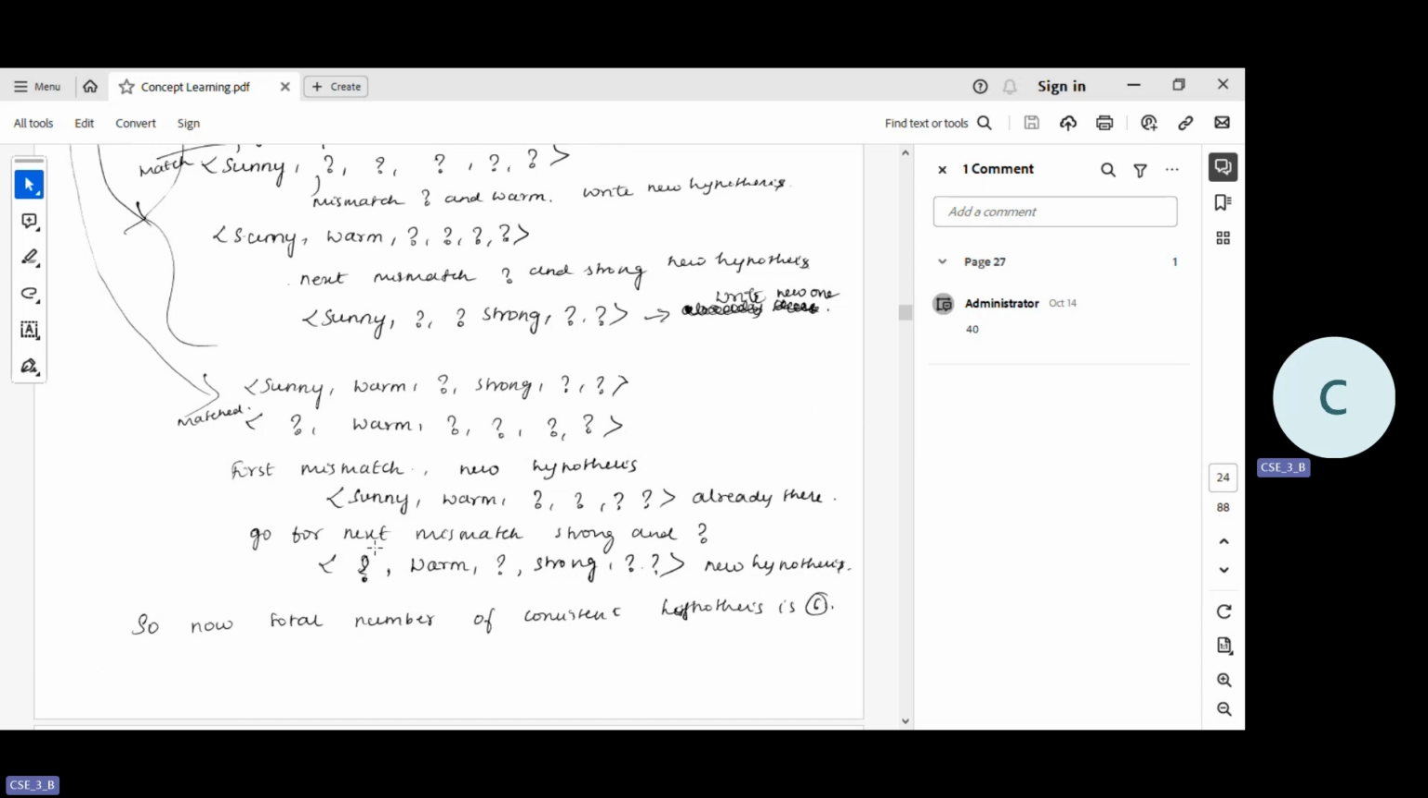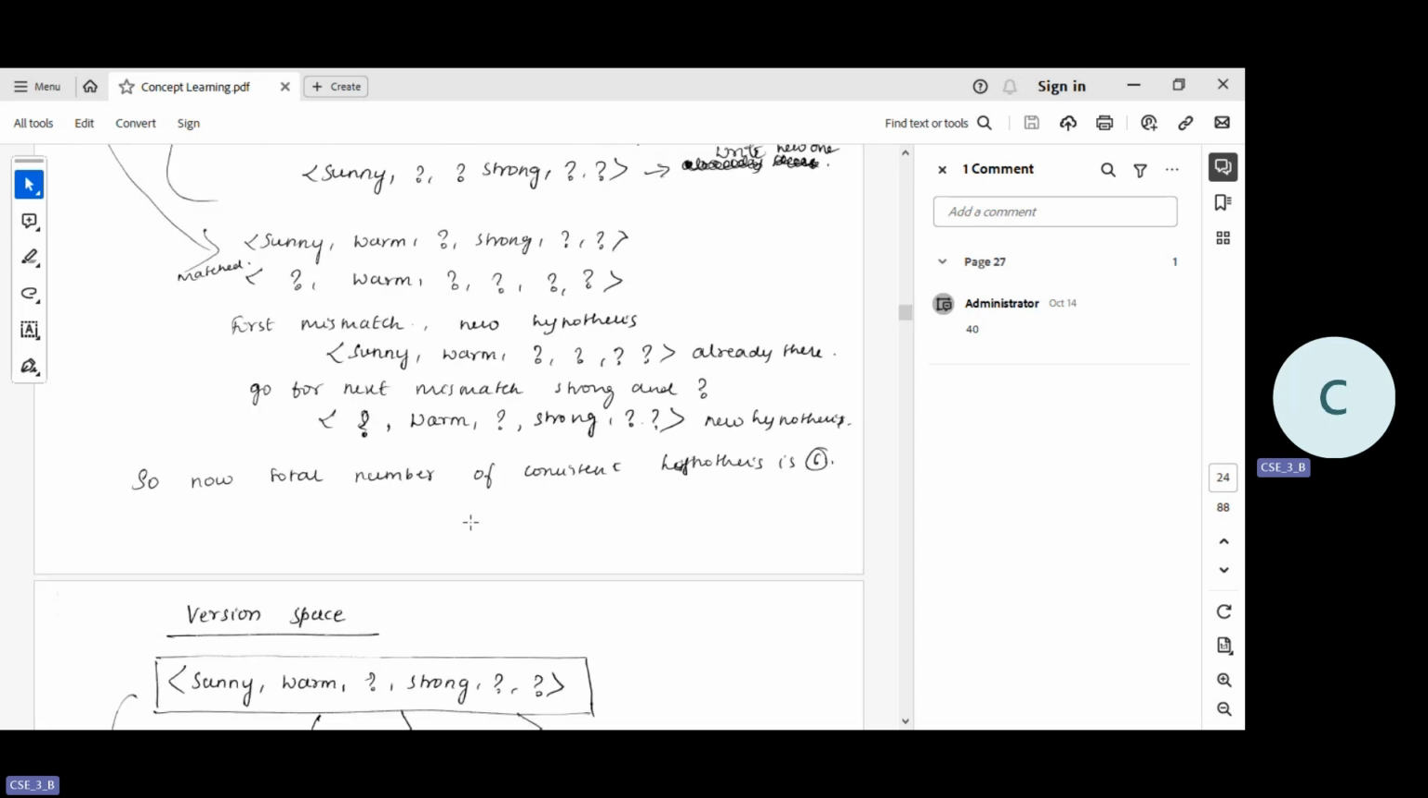What is the next mismatch? We have question mark, warm, again question mark, and here there is a question mark and here it is strong. So there is a second mismatch. We have written it here and then the remaining two question marks. So this is the new hypothesis. Now the total number of hypotheses is 6.